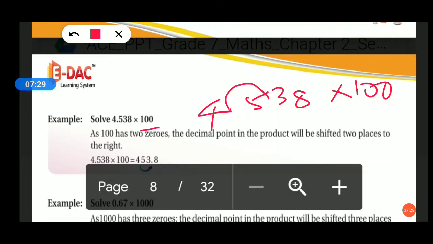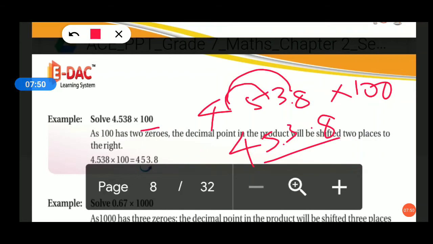See here, 4.538 into 100. How will you do this? Here in 100 we have 2 zeros. So 4.538 into 100, we have 2 zeros. Now you need to shift it 2 times. First one time you shift to the right, then the second time you shift it to the right. So now the point is near 8. So 453.8. You need to shift it to the right. Understood, students? Normal multiplication means you need to shift it to the left, whereas here it is to the right. Understood?